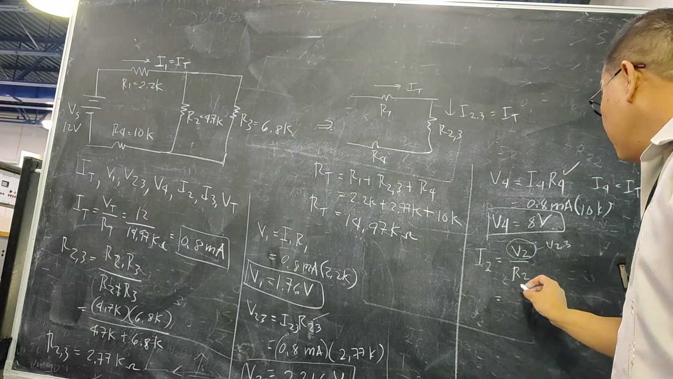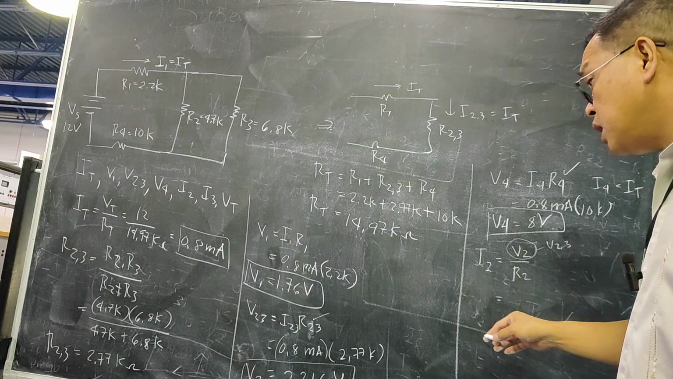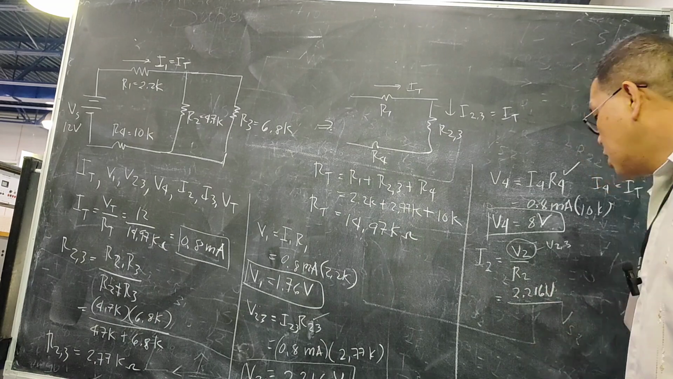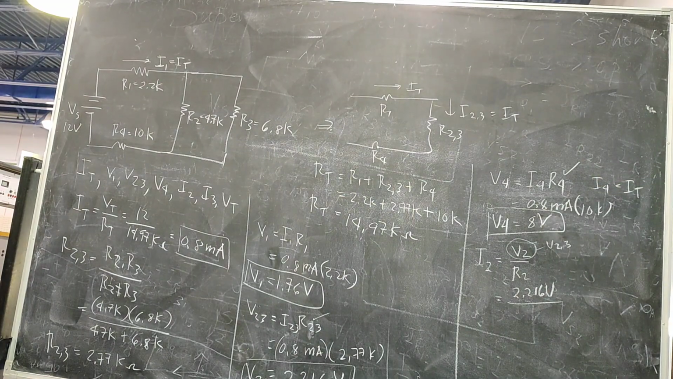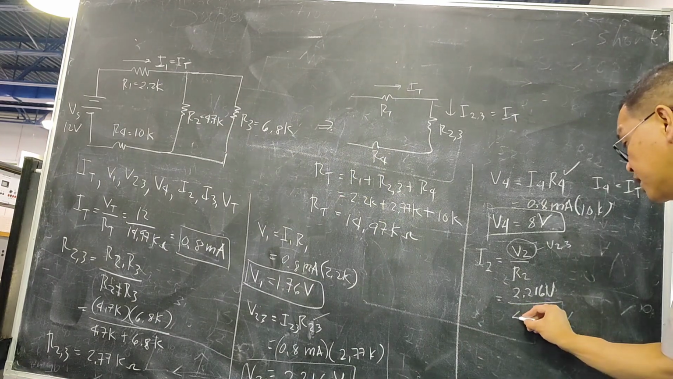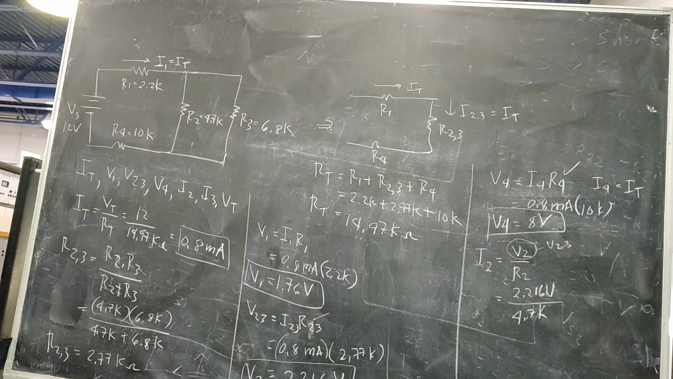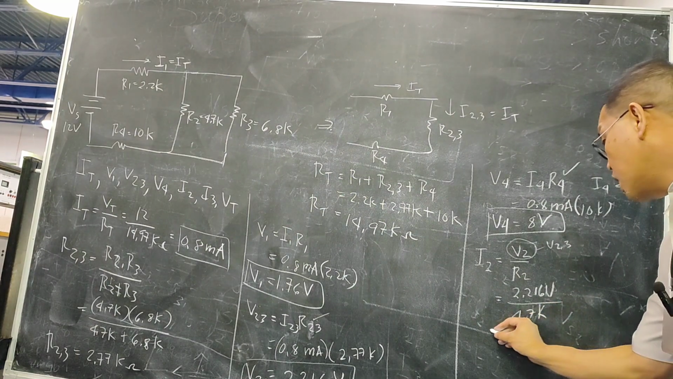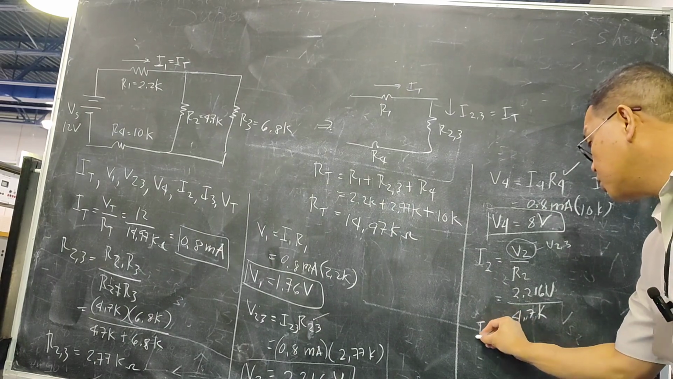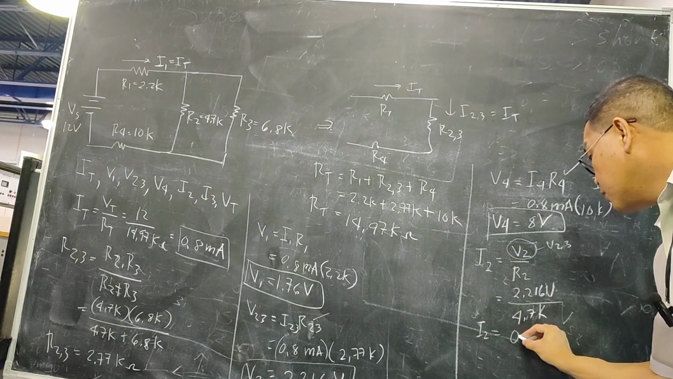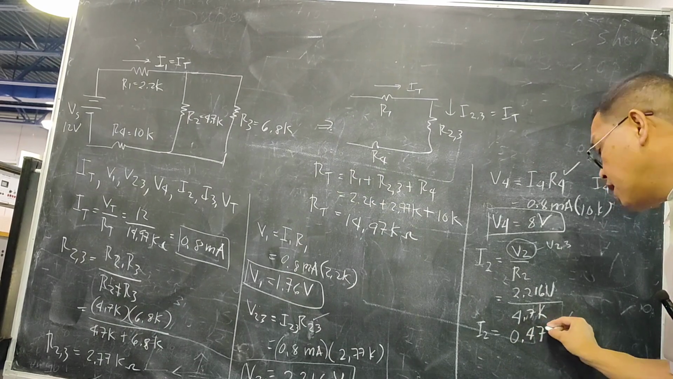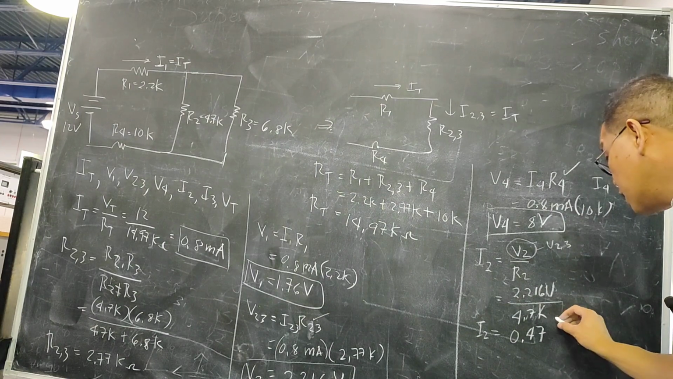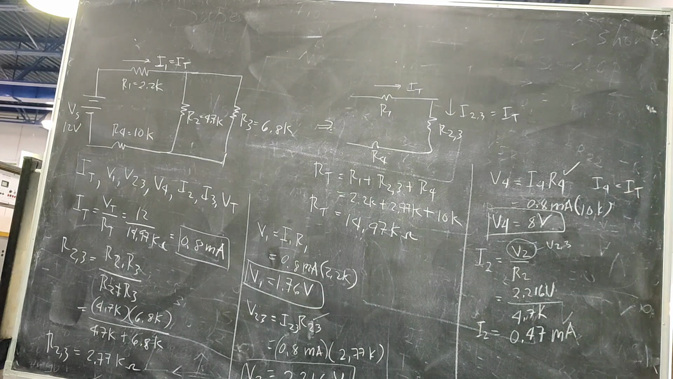So V2, or V23, is how much? 2.216 volts over R2, 4.7 kilo. Is that correct? Yes. So how much is I2? 0.47 milli, because it's kilo here, and so it will give you milli.